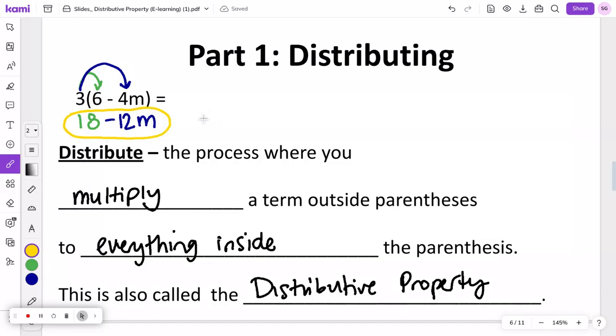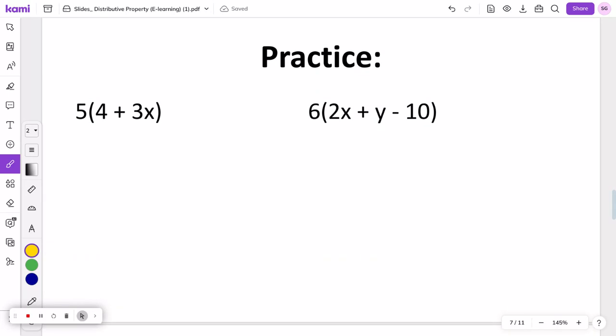So similar to this problem, I have got 2 down here for you to try. Go ahead, pause the video now and try these 2 practice problems.